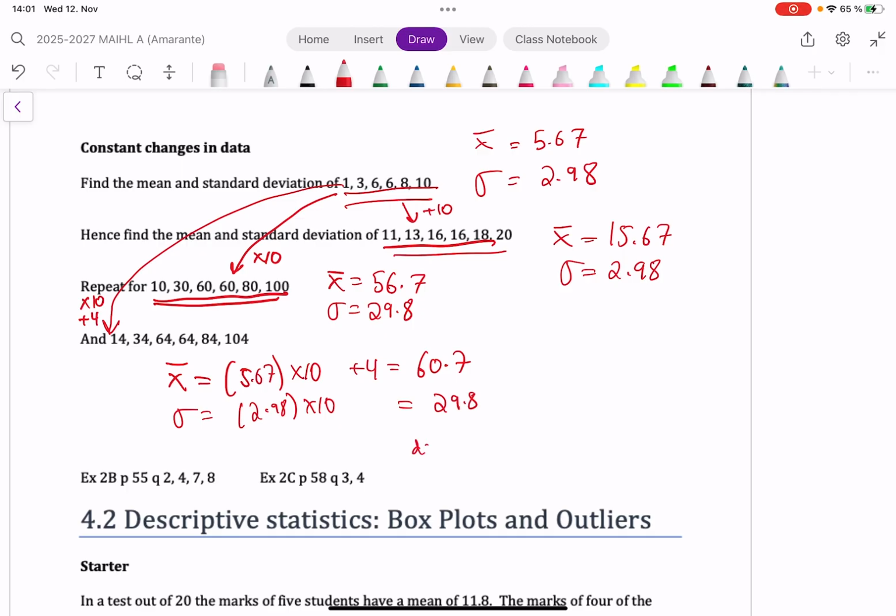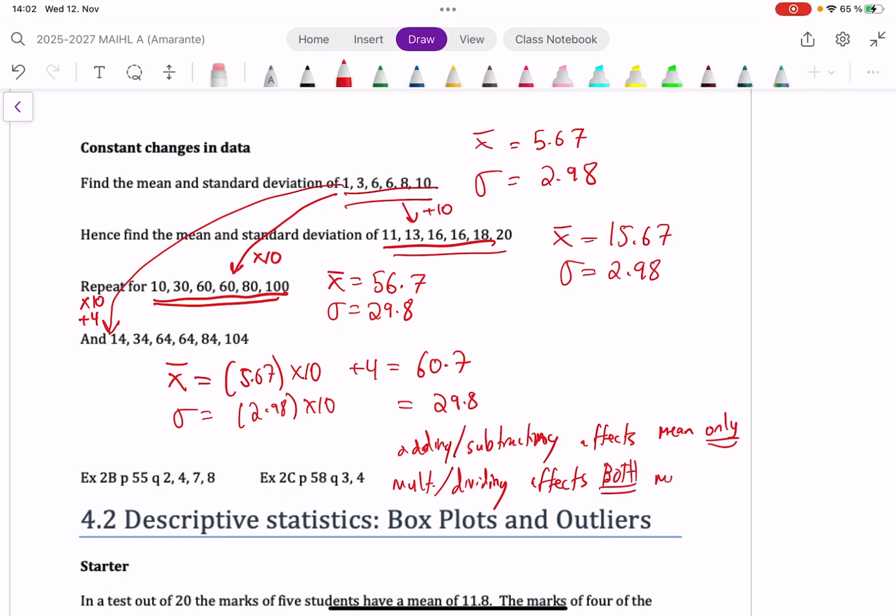Right, and so to summarize, adding and subtracting affects mean only. Multiplying and dividing affects both mean and standard deviation. Right, so it affects both of them when you multiply and divide.